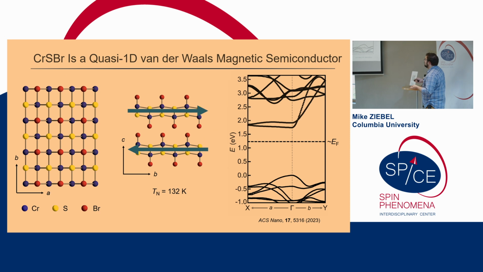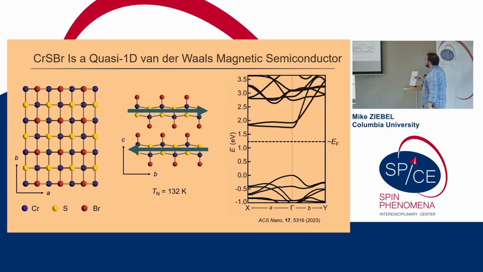As a semiconductor, its most interesting property, or to me, is this extreme anisotropy of the conduction band. We can see that along the Γ–X direction, which corresponds to the a-axis, the conduction band is quite flat, whereas along the Γ–Y direction, which corresponds to the b-axis, it's quite dispersive. And this leads to some really strongly anisotropic semiconducting properties.